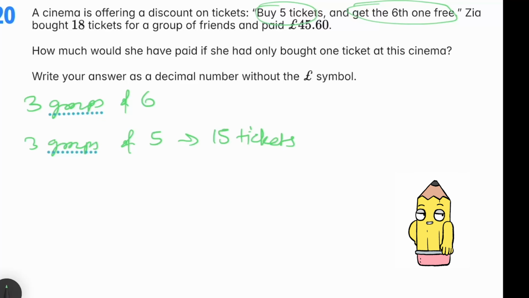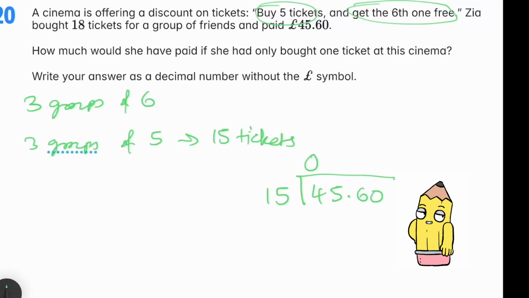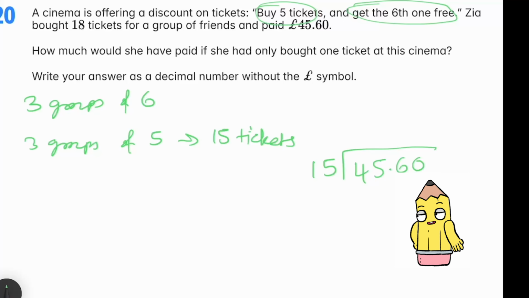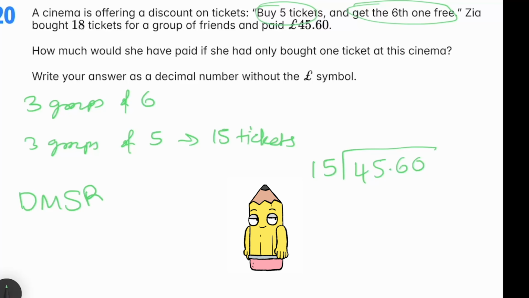So we'll have £45.60 divided by 15. So 15 does not go into 4, but 15 goes into 45 3 times. Let's not forget our decimal. But now how many times does 15 go into 60? Remember, the long division process is divide, multiply, subtract, and bring down.